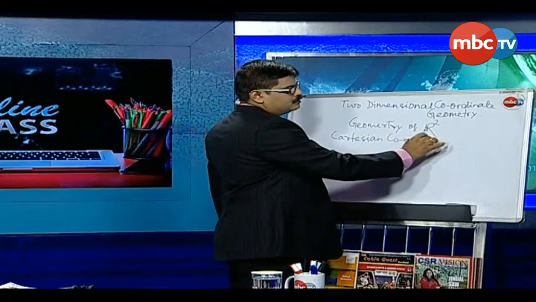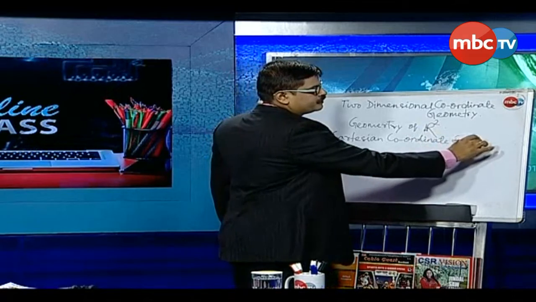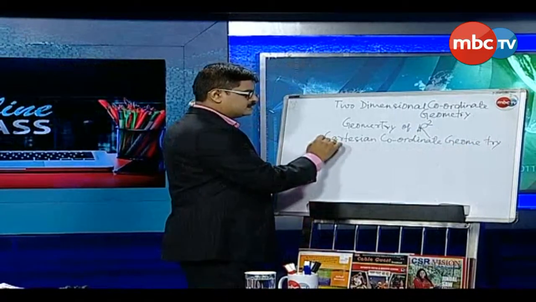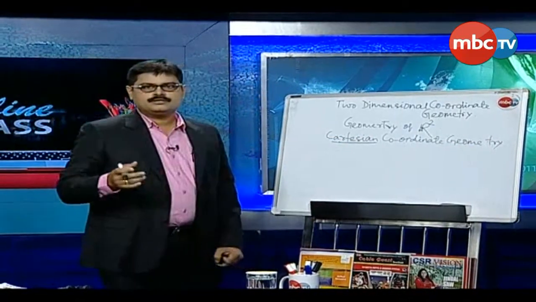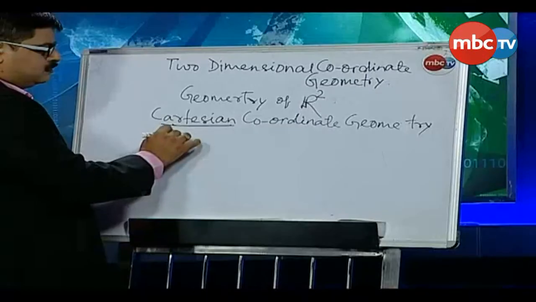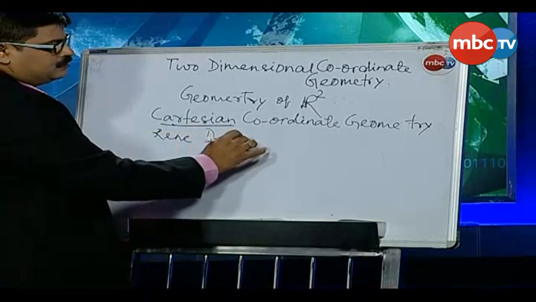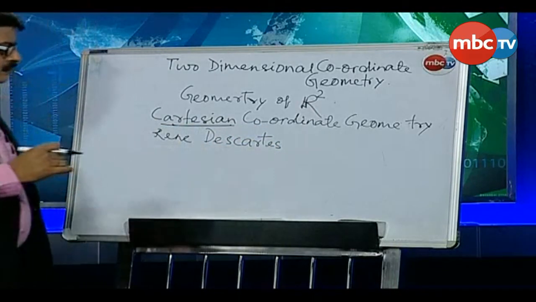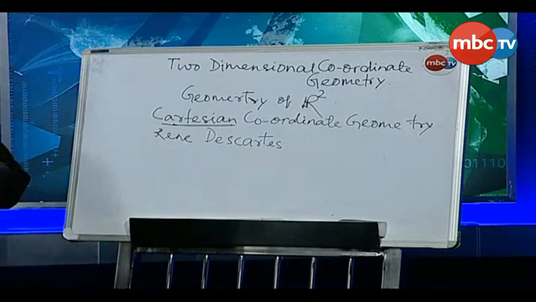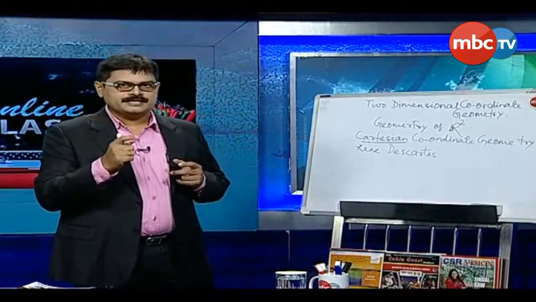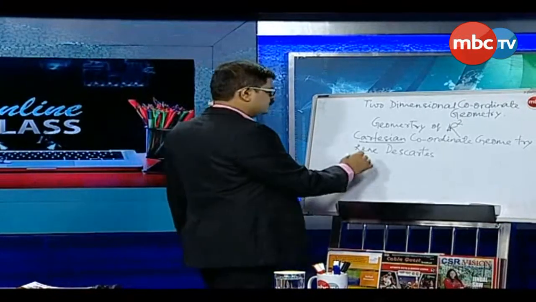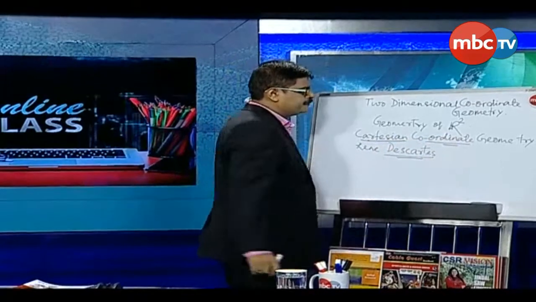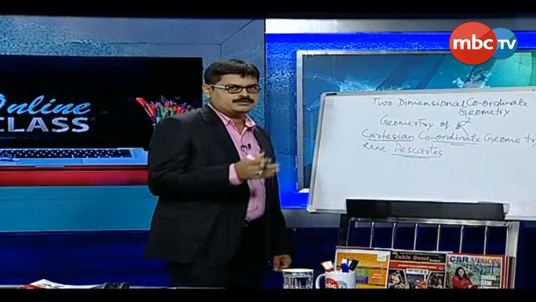Cartesian coordinate geometry. Actually, this is named after René Descartes, the French mathematician. He did a very beautiful job. He gave a link between Euclidean geometry and algebra. That is why, as per his name, we call it Cartesian coordinate geometry. And we will discuss why it is called geometry of R square.